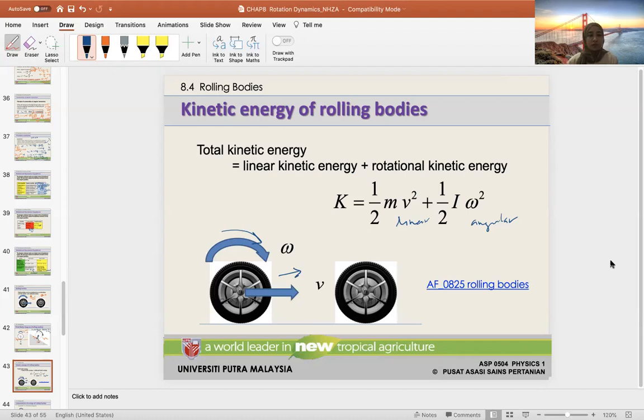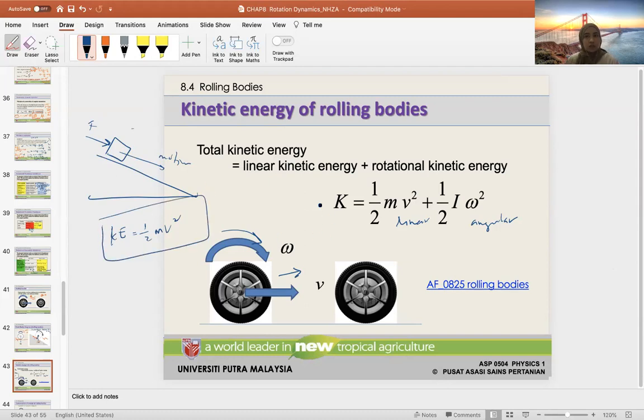When do you not use this equation? For example, this is your incline, this is your box. You push the box, it goes down. This is the motion. In this case, the kinetic energy of the box is just 1/2 mv squared. Is your box rotating? It is not, because how can a box rotate, right? It's not a circle. So if that's the case, you use this equation. However, if you have a tire, it's rotating as well as moving forward, then you use this equation where it has both linear and angular quantities.